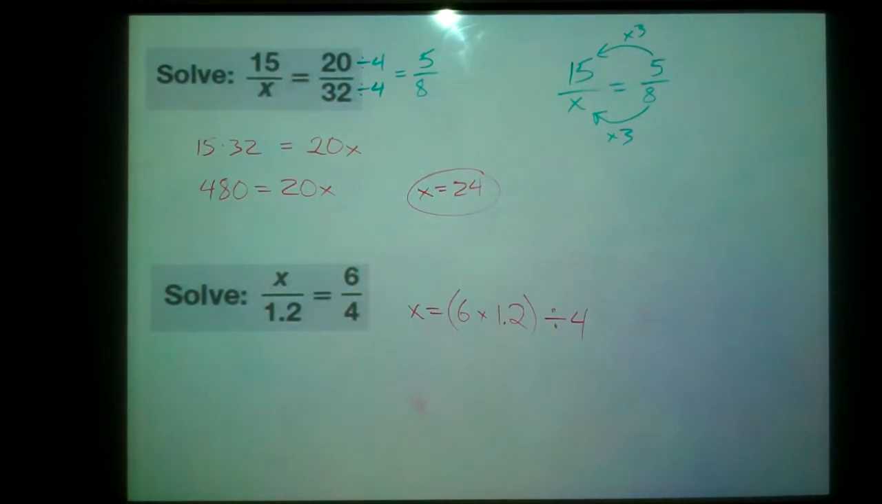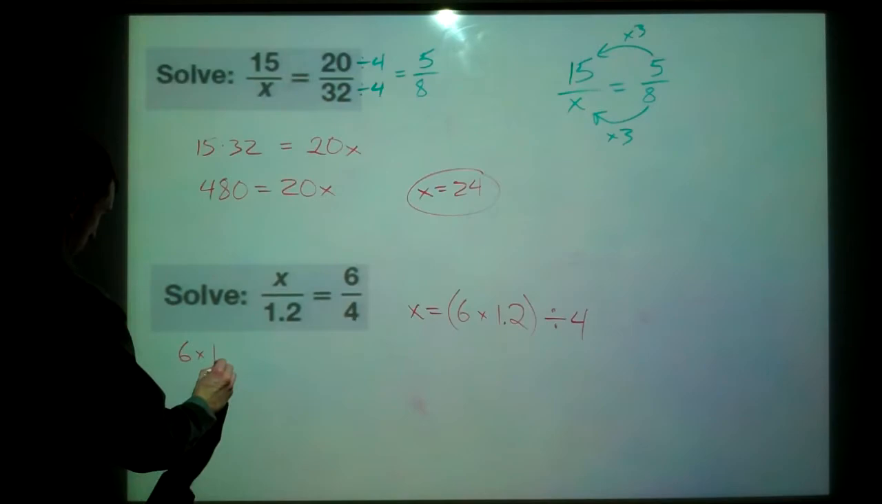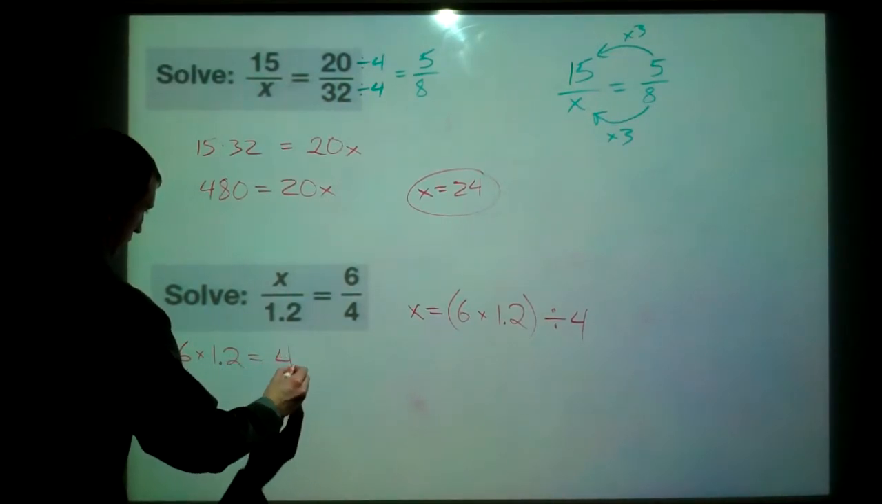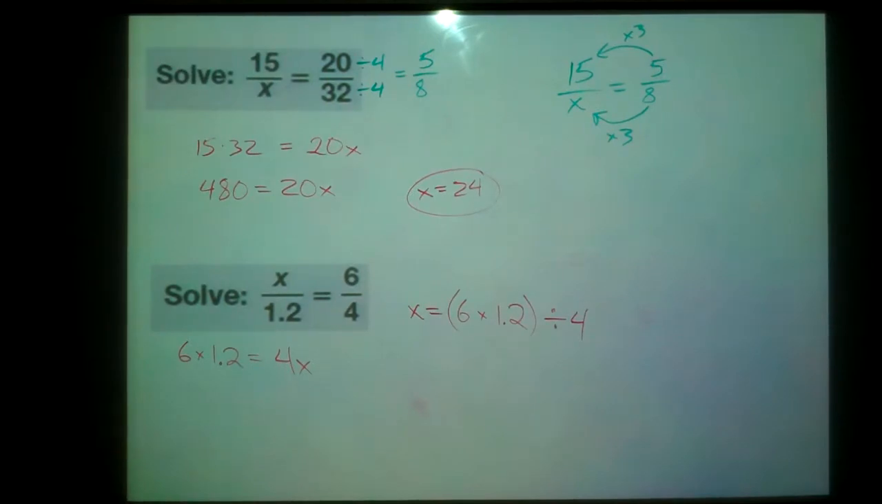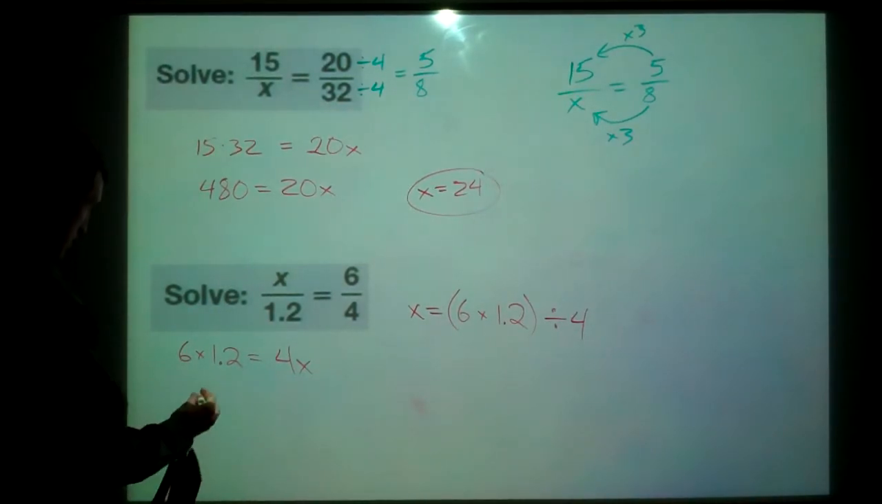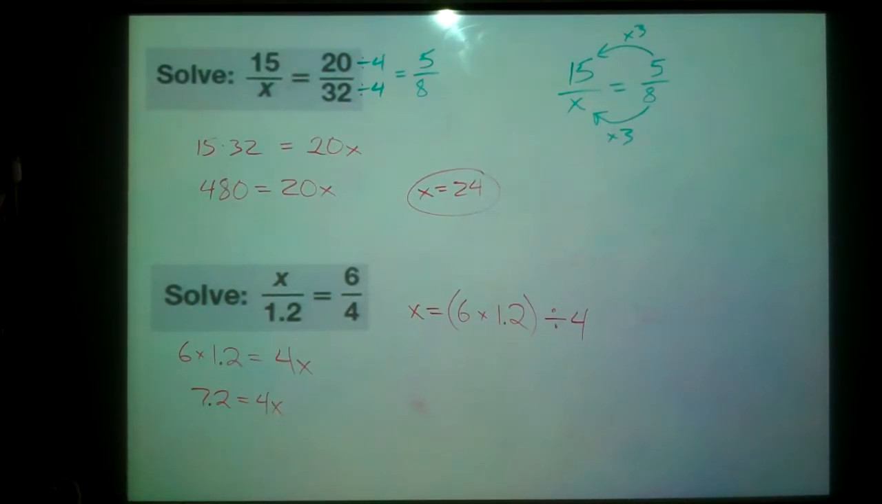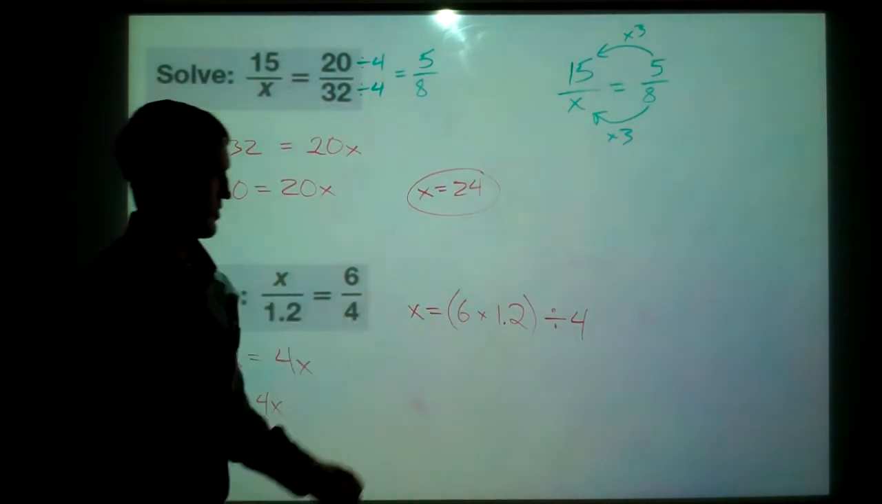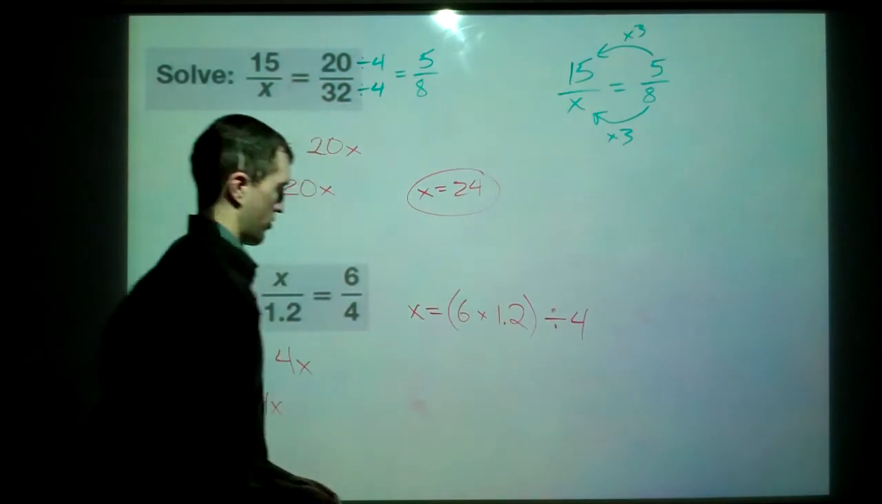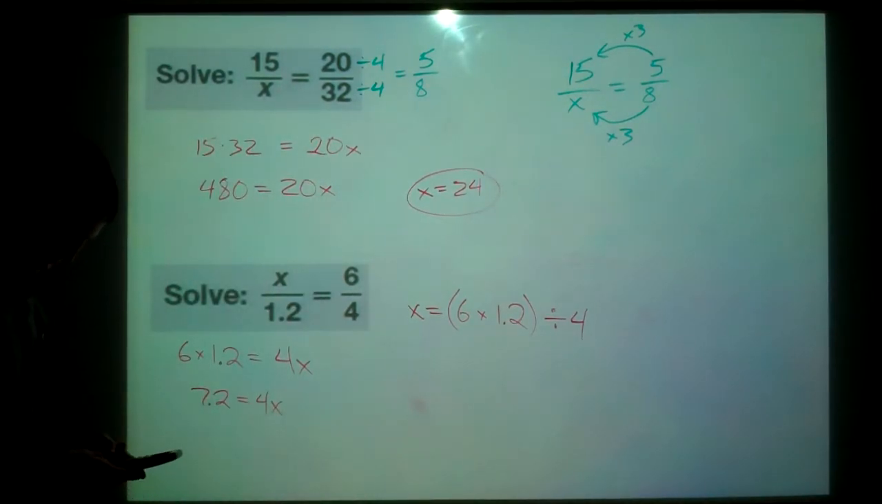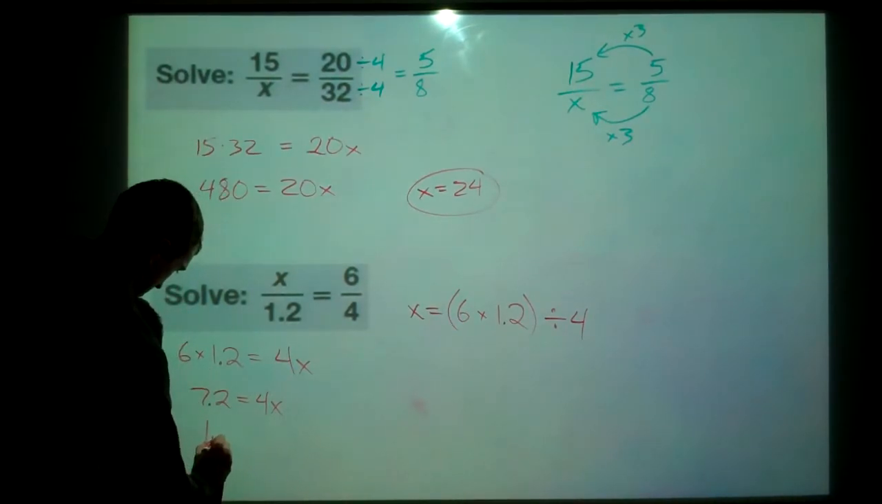Now that's just the shortcut way. Remember, we could have set it up like this: 6 times 1.2 equals 4 times x. Either way, we should get the right answer. So 6 times 1.2 is 7.2, and we would have to end up dividing by 4 anyway. That's why I have this one set up over here. We'll just leave that. But 7.2 divided by 4 is 1.8.